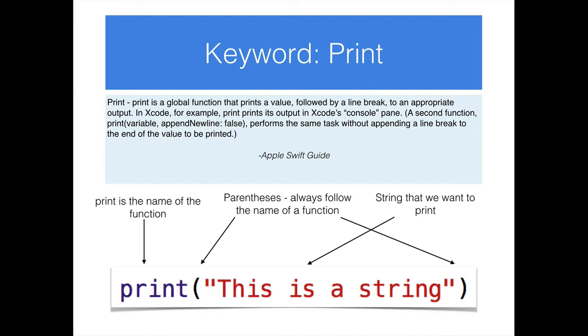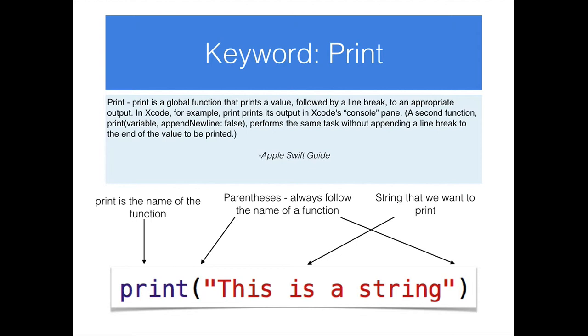And it prints a value followed by a line break to an appropriate output. So we're going to see that our output will be different in Playground versus Xcode. We're going to go over both examples together. And basically what this allows us to do is just print out the value for a given variable or constant. We don't necessarily need to input a variable or constant, but that is an option.